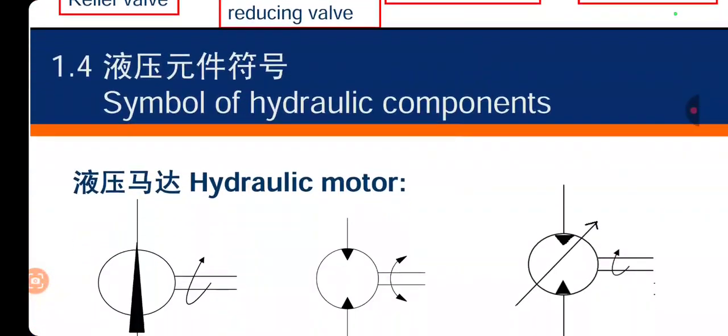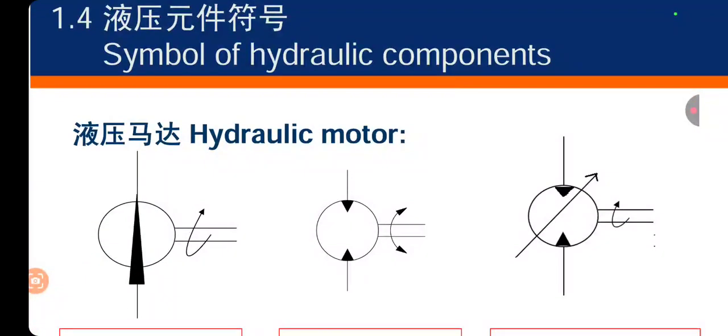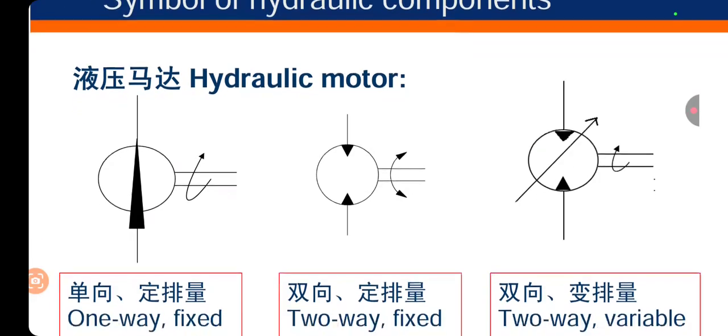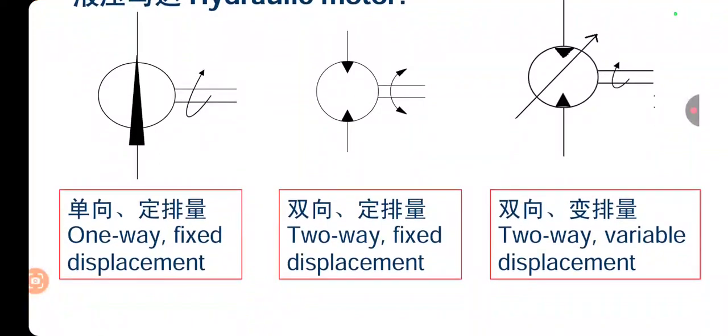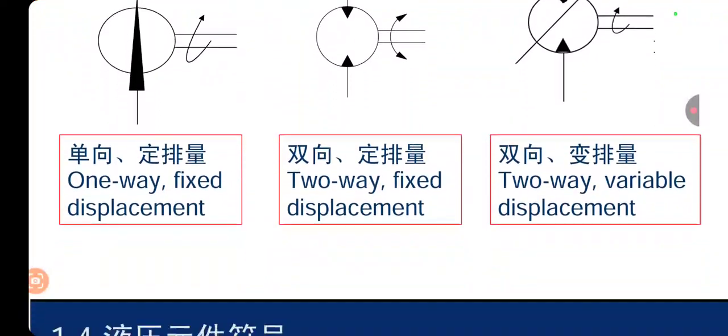Okay. Here we have hydraulic motor. In the case of pump, you must know that the arrow is within the circle, but the arrow head is on the outer side. Okay, but in the case of motor, the arrow head is on the inner side. Okay, it's a hydraulic motor, and you can also see the variable type hydraulic motor as well.